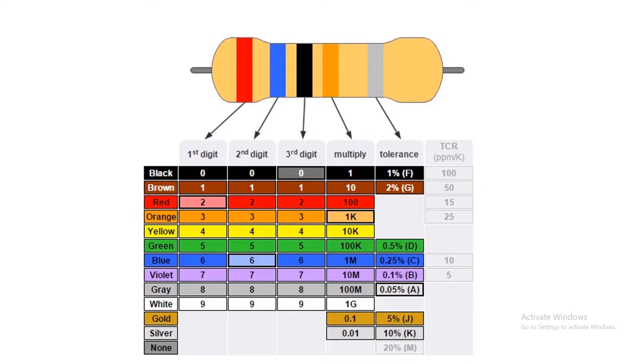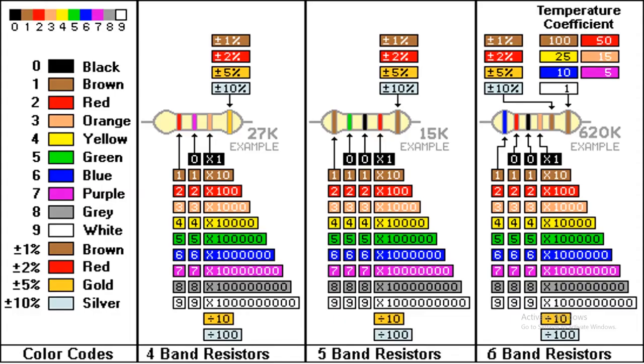So friends, see here. There are different color bands on the top of the resistor. Each color indicates its own value. There are different types of resistors according to the bands. You can see here, there are 4-band resistors, 5 color band resistors, and 6 color band resistors. The reading method of all resistors is the same.